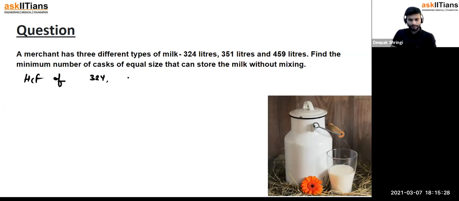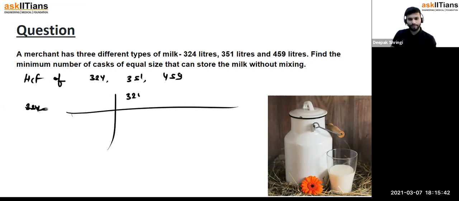324 का HCF निकालना है, 351 का और 459 का निकालना है, right? देखिए आप लोग, actually 324 जो है वो 18 का square है, we know this thing, right? तो ये लिखा हुआ है. अच्छा, HCF निकालना है तो सीधा factorization वाला method use कर लेते हैं. 324, 351 and 459.